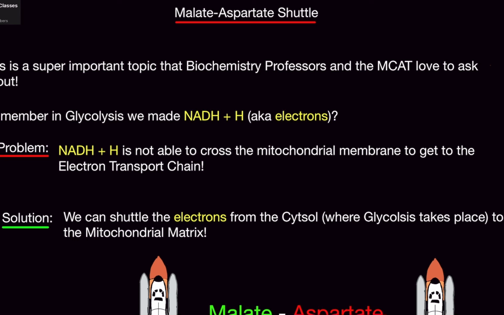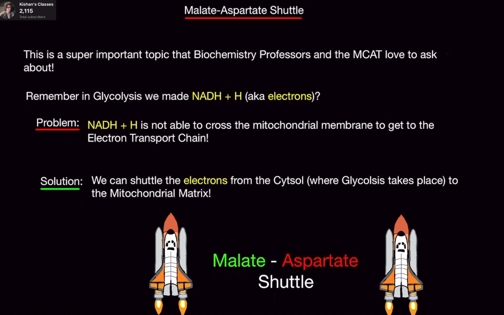So this is a currency that we need to deposit into the bank. And that bank is the electron transport chain. So what will happen is when we deposit this money, in exchange, we're going to withdraw energy in the form of ATP at the electron transport chain. Now, here's the thing. We need to get to the bank. We need to be able to drive to the bank to make the deposit. We have the money and we know where the bank is, but we need a way to transport this currency to the bank. And that's where the Malate Aspartate Shuttle comes into play.